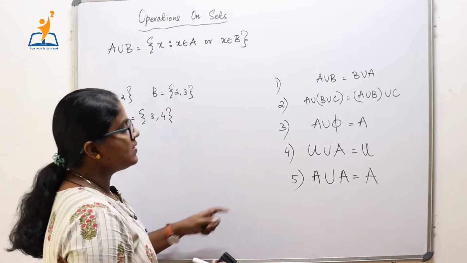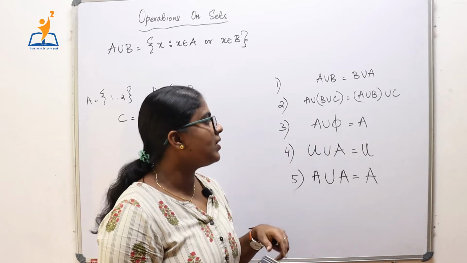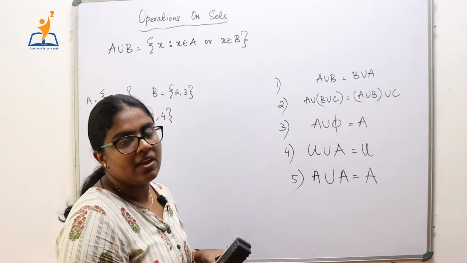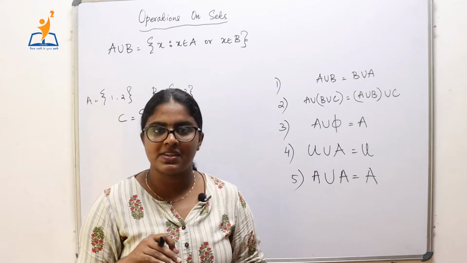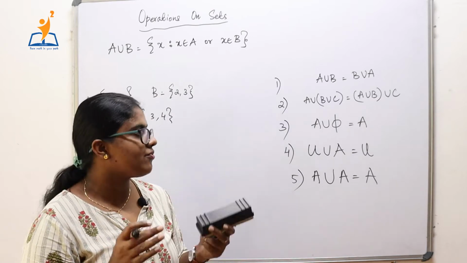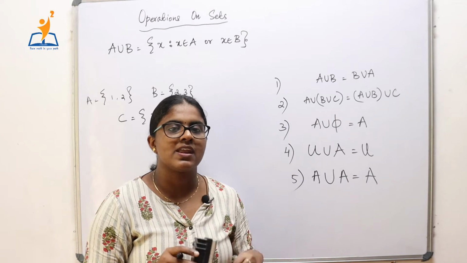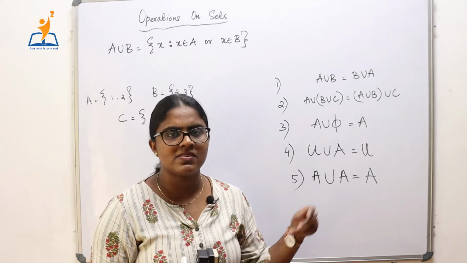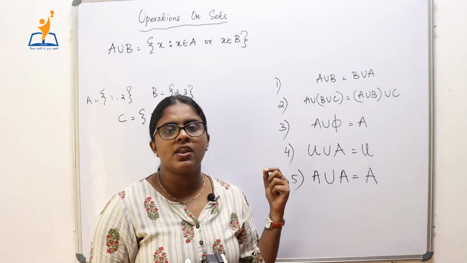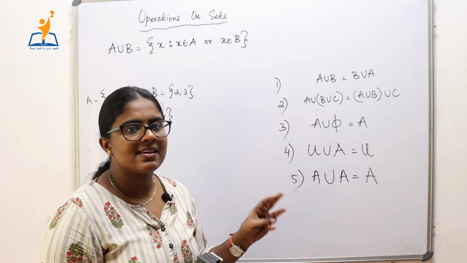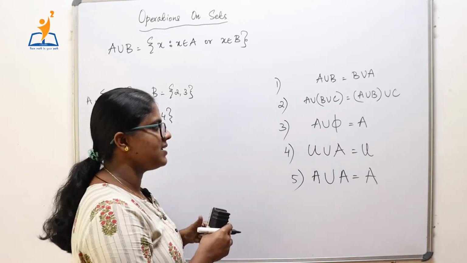Now this is the next property: A union phi is equal to A. We know that phi is the empty set, and the union of a set with phi is always that set itself, because an empty set contains no elements. Therefore, in the union also the answer will be that set itself, that is A.